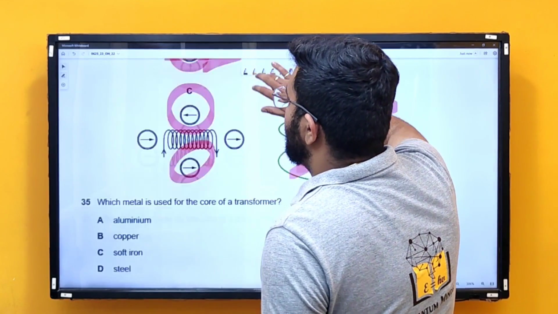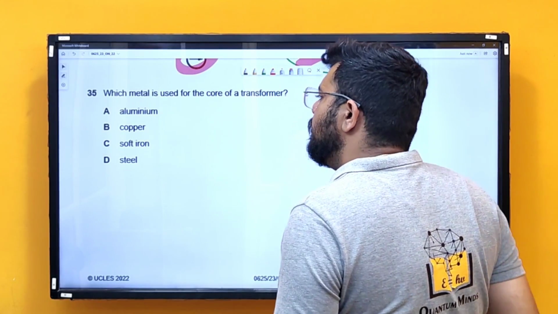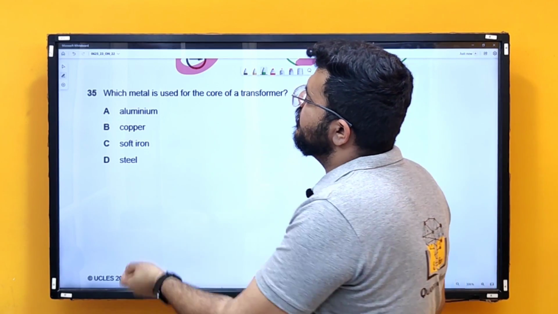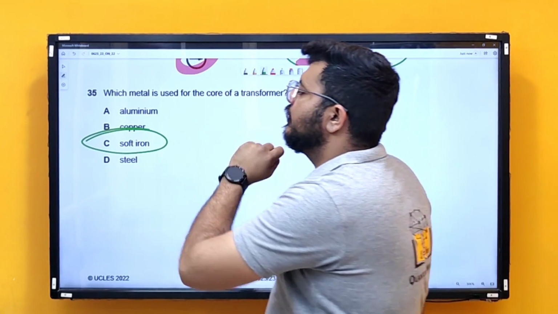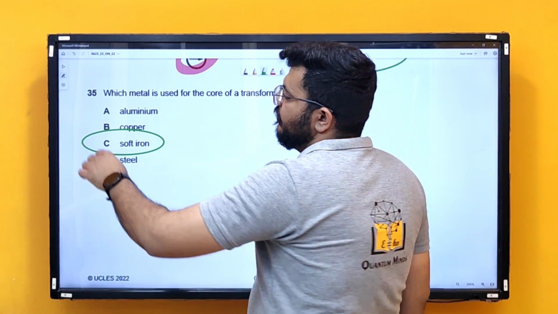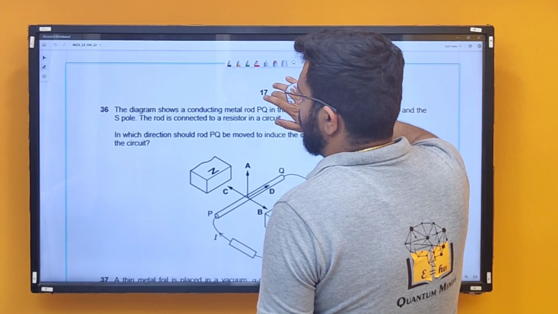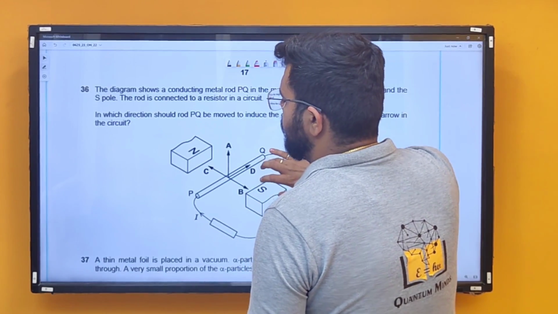Then we have question 35. Which metal is used for the core of a transformer? A metal that demagnetizes easily and is a magnet. Soft iron, right? We use a soft iron core. So question 36 we have.